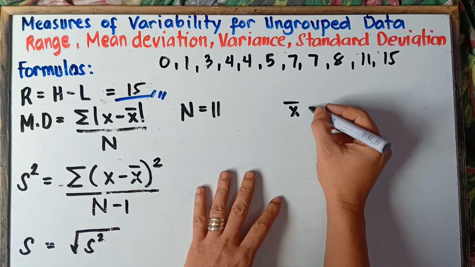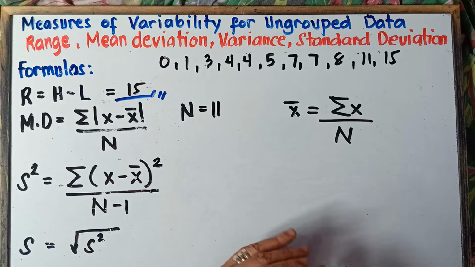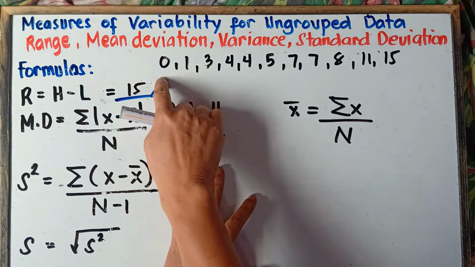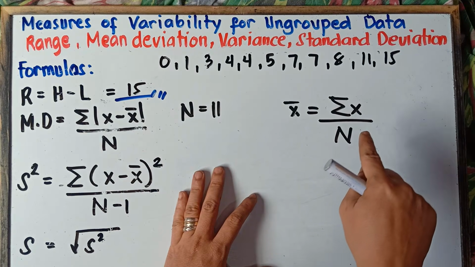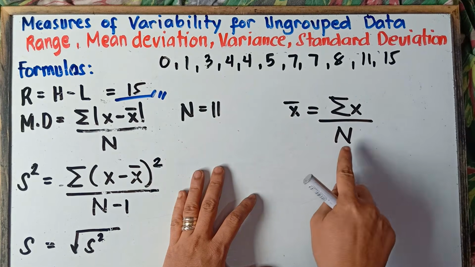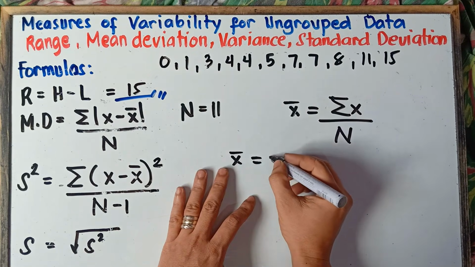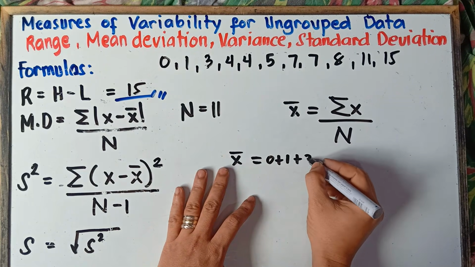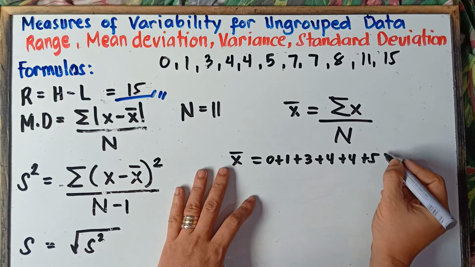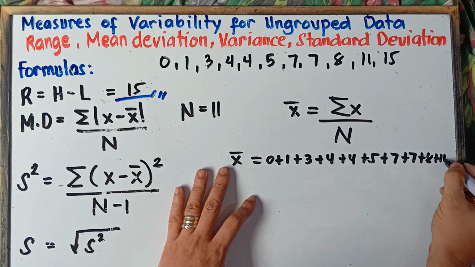So therefore, we need to find the mean. Alright, to find the mean, the formula is summation of x over n. Once again, class, to find the mean of ungrouped data, simply add the samples divided by the total number of samples. So therefore, the mean is equal to 0 plus 1 plus 3 plus 4 plus 4 plus 5 plus 7 plus 7 plus 8 plus 11 and then plus 15.